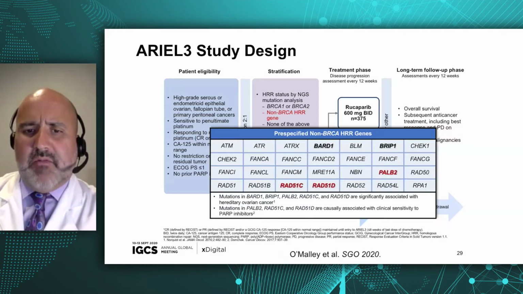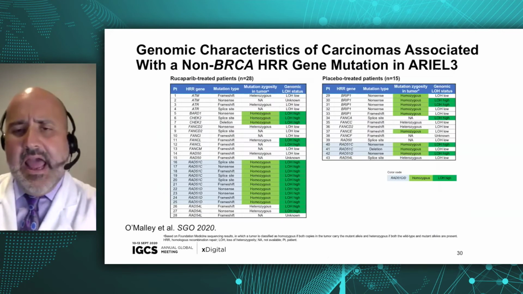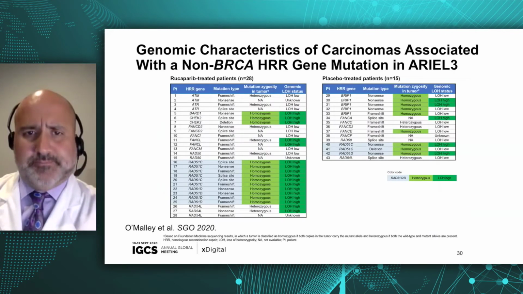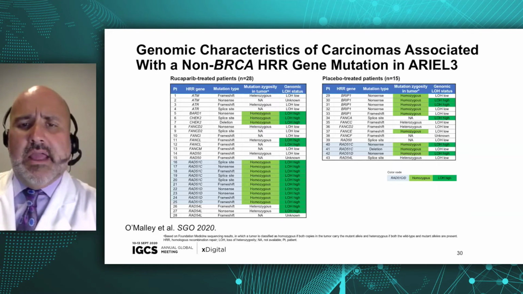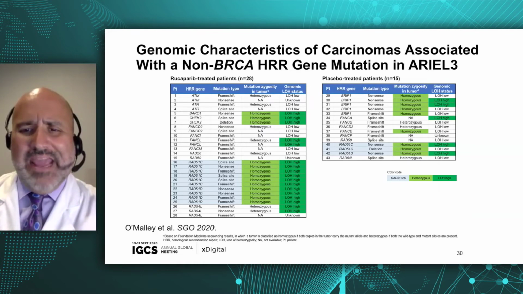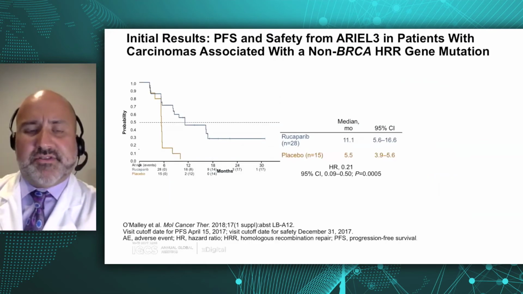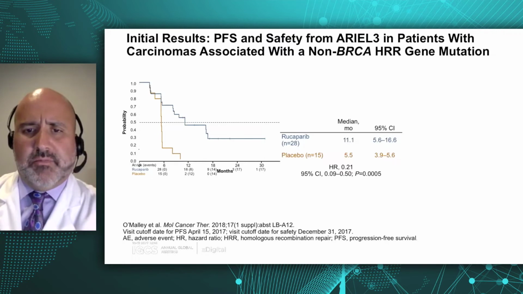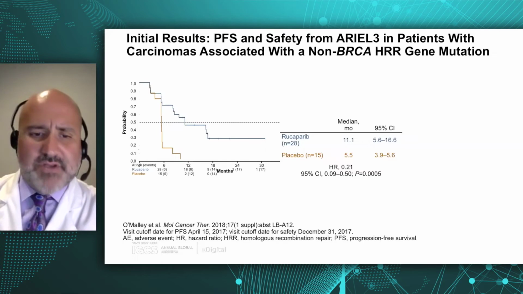And we know that RAD51C and D and PALB2 have clearly been associated with some clinical sensitivity to PARP. I had the honor of presenting this unplanned sub-analysis at SGO this year. What we found is that in these non-BRCA HRR gene mutation patients, about 8% harbor one of these mutations. As we look more closely at the progression-free survival of this small subgroup, we see a doubling of the median progression-free survival with a hazard ratio of 0.2.